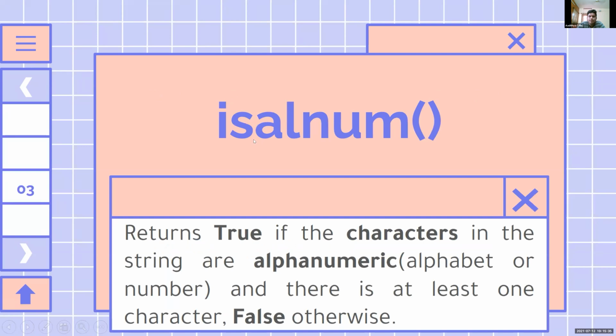The next function is isalnum. It returns true if the characters in the string are alphanumeric, that means either alphabets or numbers. This function gives true if the string is completely alphabetic, or completely numeric, or a combination of both alphabets and numbers. And the condition for this is that there should be at least 1 character present in it. Otherwise, it gives the output as false.